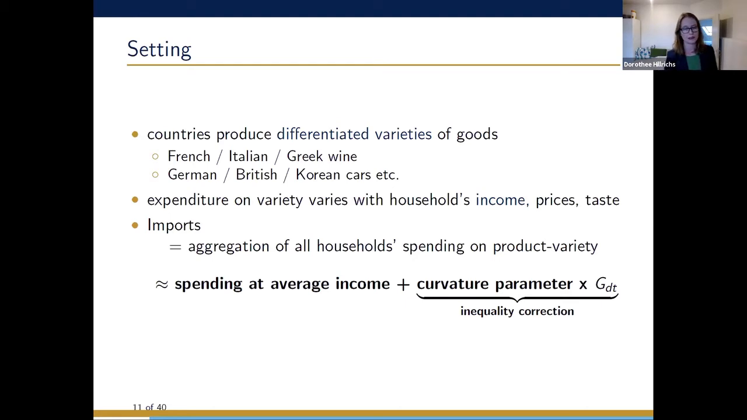And then we show in the paper with some algebra that we can decompose imports, at least approximately, into a component that is the spending at the average income. So if all consumers had the same income and there was no inequality, and then we have to add a correction term for inequality, which is basically a function of the Gini coefficient and a curvature parameter, that is, how sensitive is the spending on French wine as income increases.